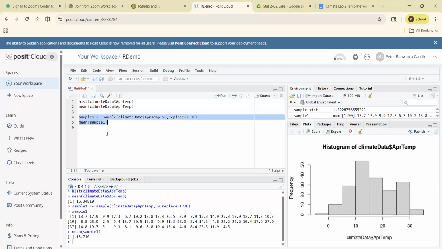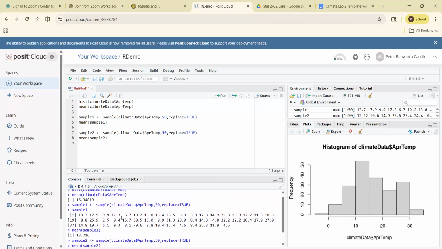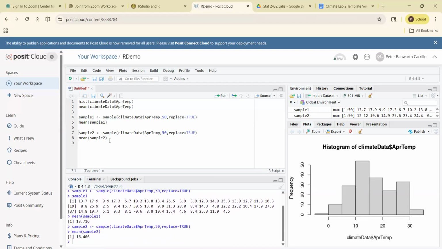And we can do this again. We can do another sample and look at the mean of that sample. That one's 16.4. That's super close to the expected value, which is 16.3. And we can do this again. But why don't we leverage the power of R and do this 10,000 times?